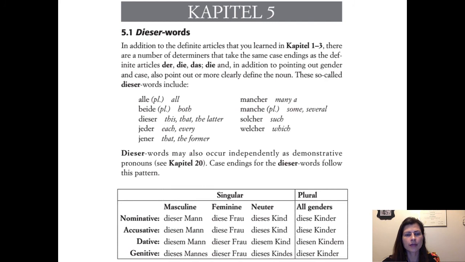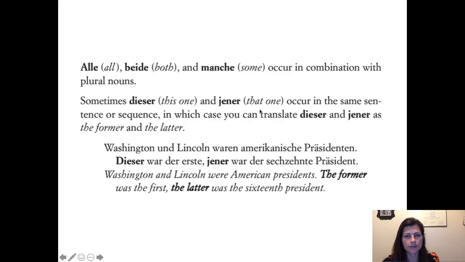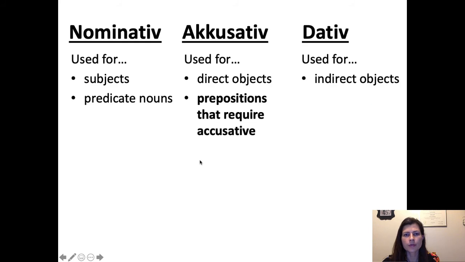So now we have some more diese words. Alle and beide are used for plurals only. Dieser, jeder, jener, manche, solche, welche. Manche can be singular or plural. So then we've got the chart for you to review, and important to review also is that diese and jener can mean the former and the latter. And then we are going to review the prepositions now.